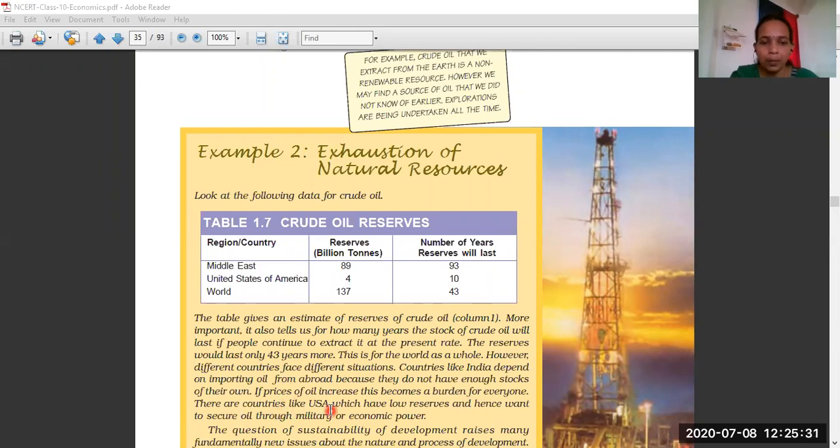There are countries like the USA which have low reserves and hence want to secure oil through military or economic power. The USA always tries to dominate the Emirates or Arabian countries where the stock of crude oil is available, because they themselves do not have enough reserves.